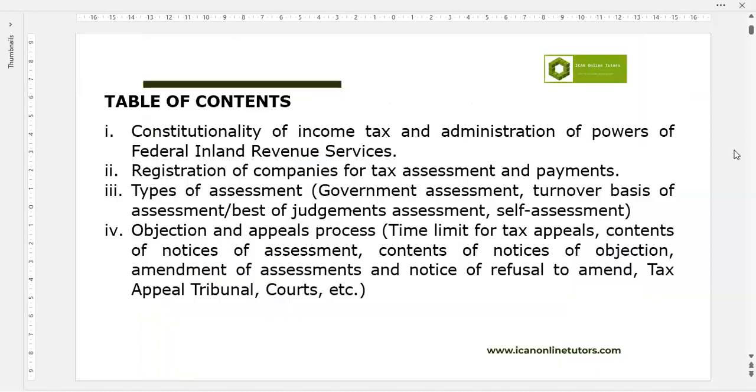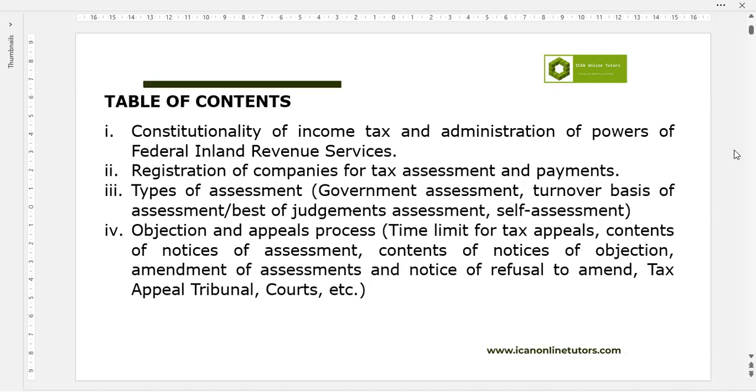Under this topic, the following shall be discussed. One, the constitutionality of income tax and administration of powers of the Federal Inland Revenue Service. Registration of companies for tax assessment and payment, types of assessments, be it government assessments, turnover basis of assessments, self-assessments, best of judgment, additional assessments, dividend basis, and the like.